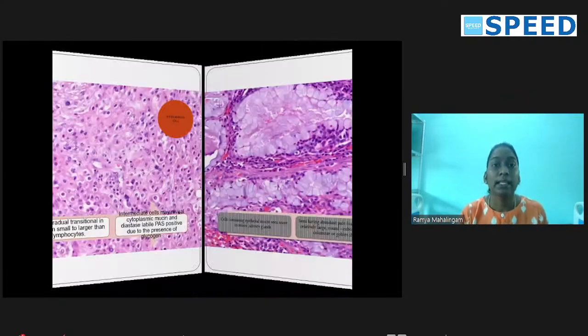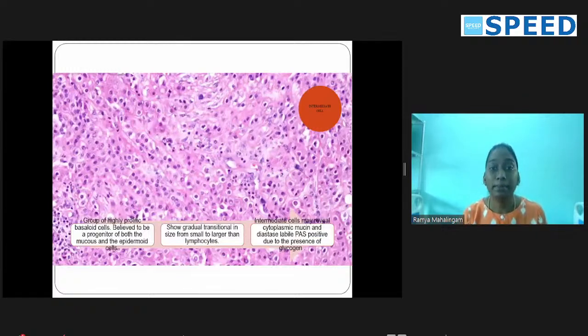The next thing is the intermediate cells. These are the cells which will give rise to some other cells also. They believe that these intermediate cells give rise to the other cells in the tumor. They are basaloid, that is, they appear like basal cells, and they are identified as a progenitor for two other cells, mainly the mucous cells and the epidermoid cells. These cells are called intermediate cells.